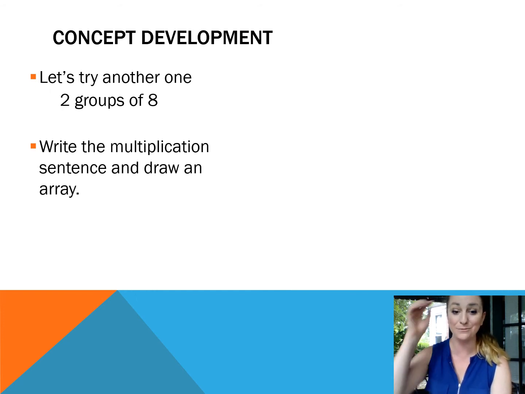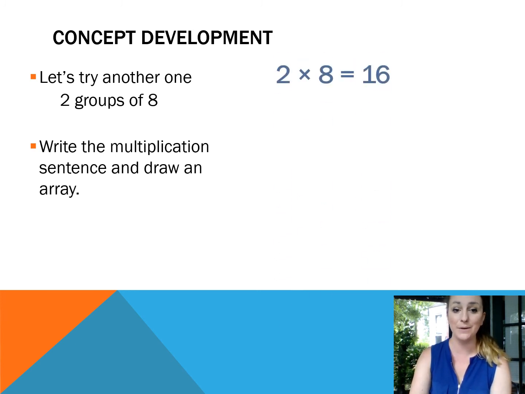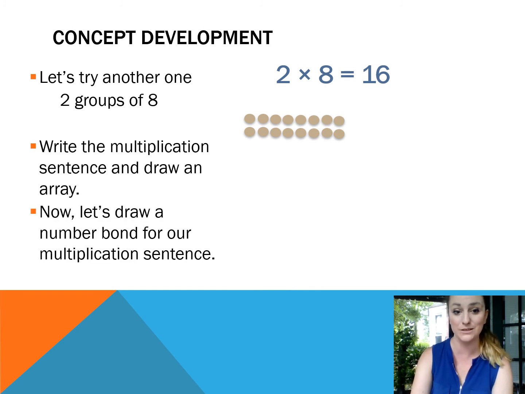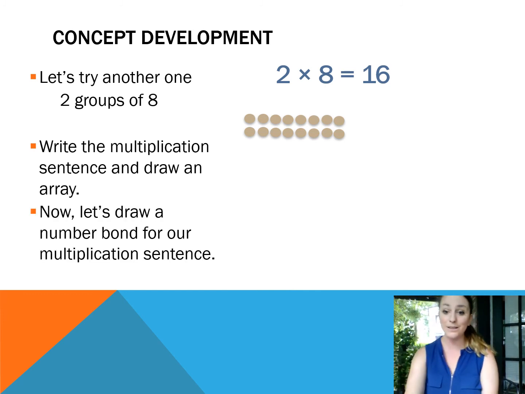Be back with me in 5, 4, 3, 2, and 1. Let's do 2 groups of 8. Let's write the multiplication sentence 2 times 8 equals 16 and draw an array. 2 rows of 8 with a total of 16 counters. Now, let's draw a number bond for our multiplication sentence.